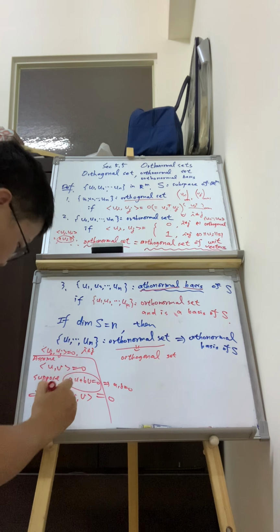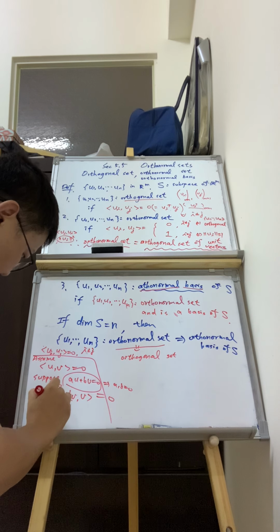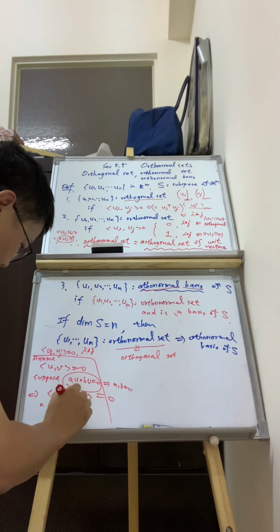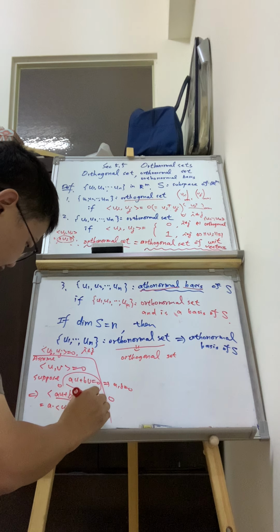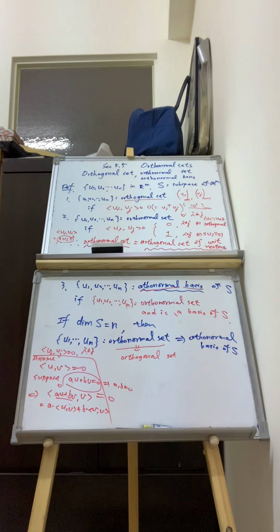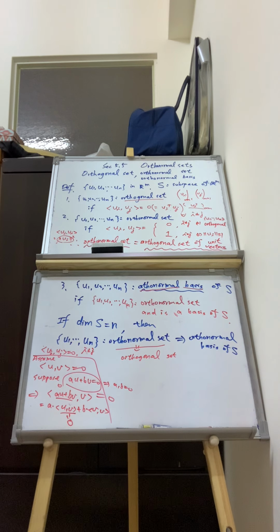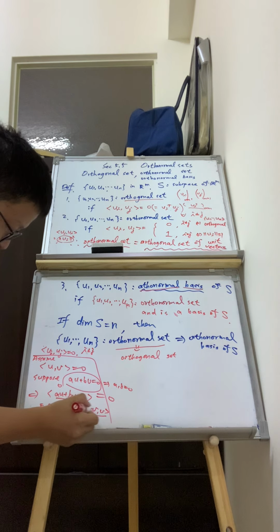For this one we could separate the inner product and take out the scalars. So it's a times (U, V) plus b times (V, V). But now, by the assumption, the inner product (U, V) equals 0, so this term is 0. So we just have this term: b times the length of V squared equals 0.